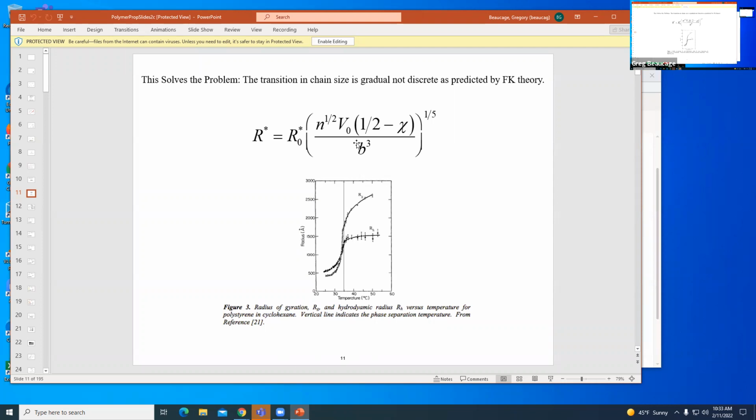He knows t. He knows the Kuhn length, B. He knows the molecular weight. Maybe he can figure out all these terms. He knows the Gaussian one because he measures it. So he could get chi from this. So you think he would just do that, especially because he's from Santa Barbara, which is supposed to be the best materials program in the world.